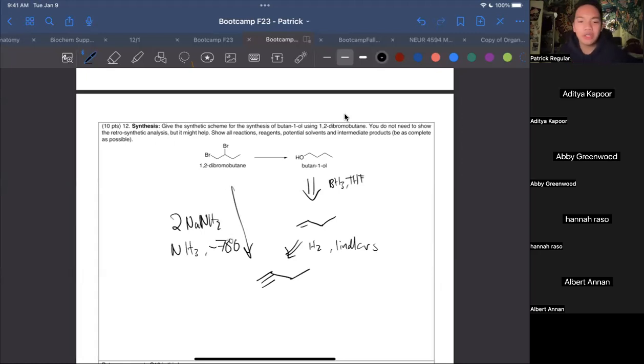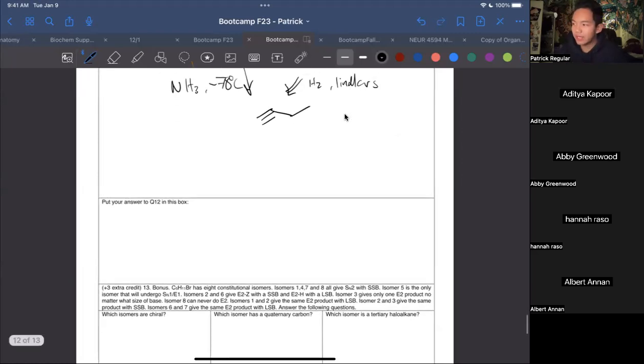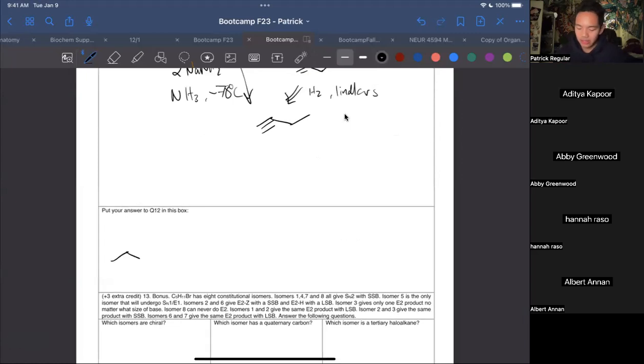You can use your freakishly, that's supposed to be a C. Oops. You can use your freakishly small strong base to do that, right? So if I were to do that, well, hey, look, okay, let's take our dibromobutane. Let's react it. Let's move it over. NaNH2, NH3, negative 78 degrees Celsius. We would get the triple bond.